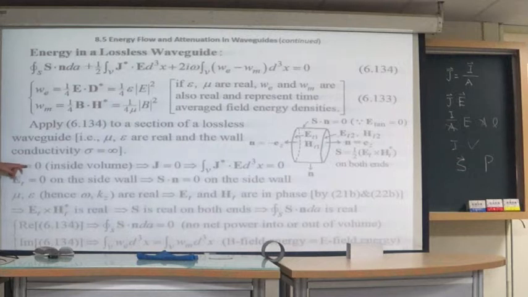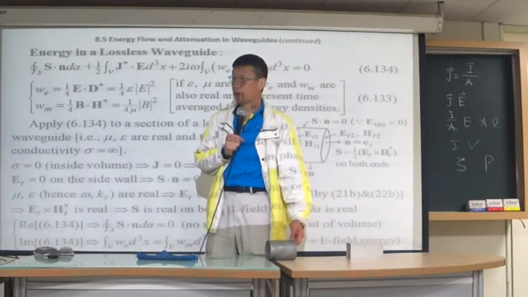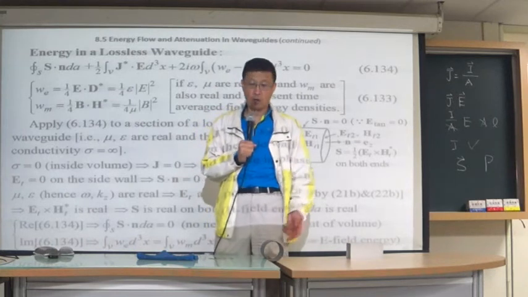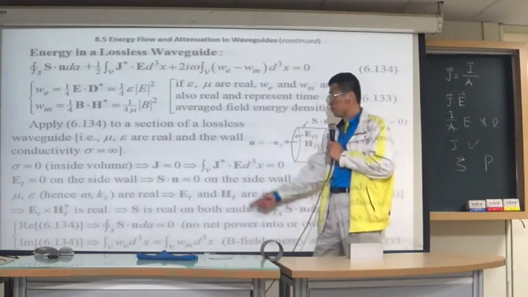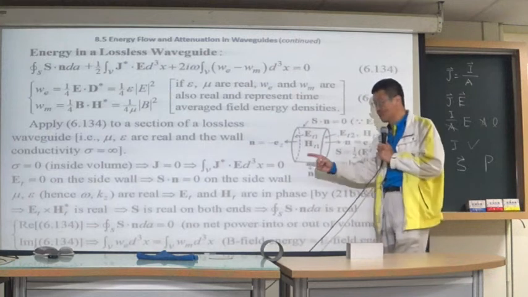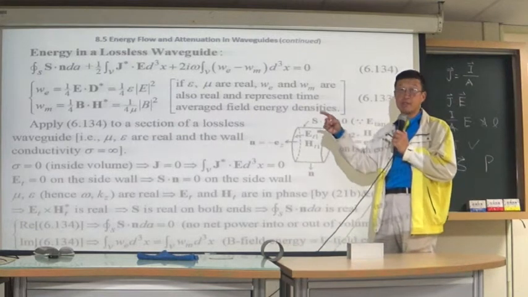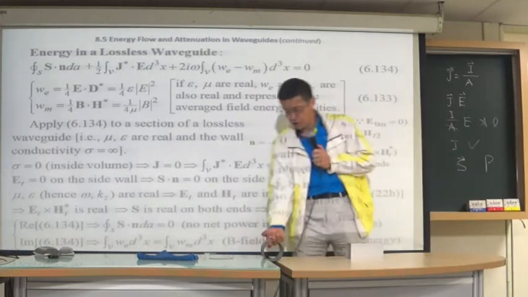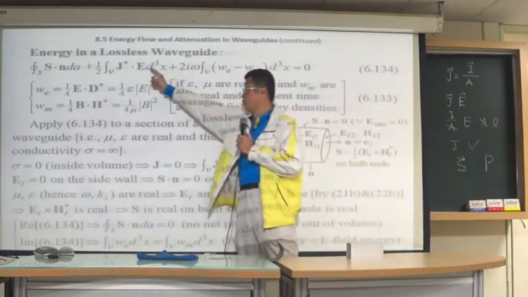Sigma equals zero inside the waveguide, just like this case. No conductivity, because there is no conductor inside, just dielectric or air or vacuum. So inside the volume, it is zero. Therefore, J will be zero. The volume current density will be zero because J is proportional to sigma E, right? Sigma equals zero, so J equals zero. Of course, no current inside. So this term is zero, good news.